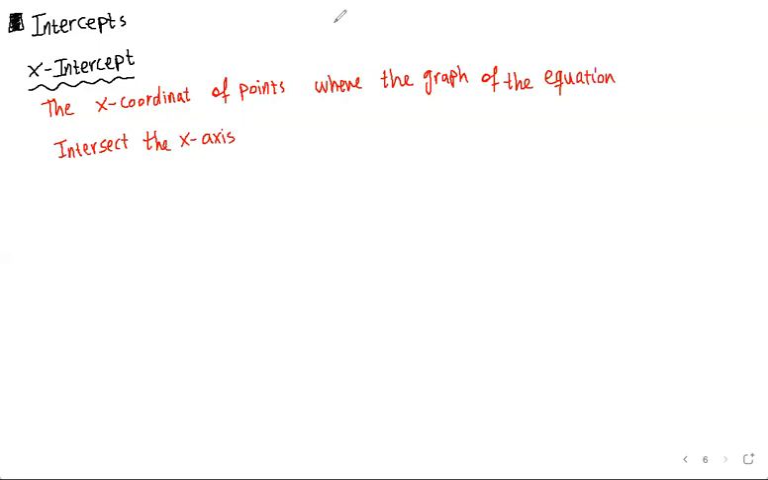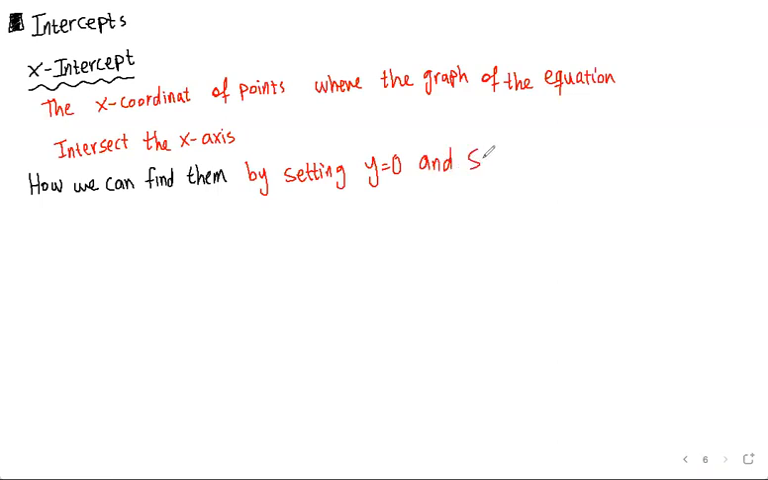How can we find it? So how can we find this point? You have to do only one thing, by setting y equals 0 and solve for x. So we make the equation y equals 0, then we find the point of x.